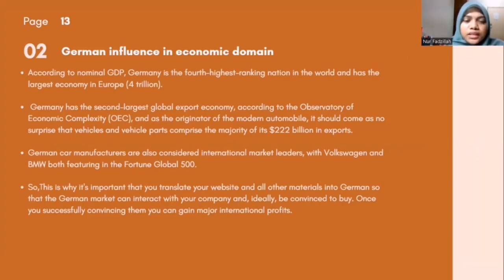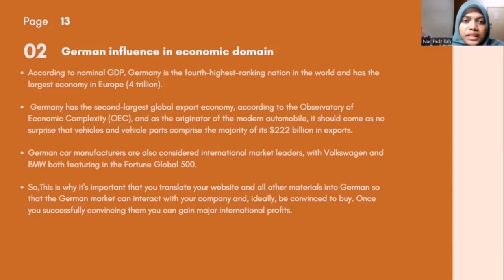By nominal GDP, Germany is the fourth highest ranking nation, with a value of 4 trillion. This can be proved by how Germany has the second largest global export economy according to the OEC, and they are also the originator of the modern automobile. They are very well known for their high technology automobiles, so it shouldn't be a surprise if they are billionaires in the automobile business.